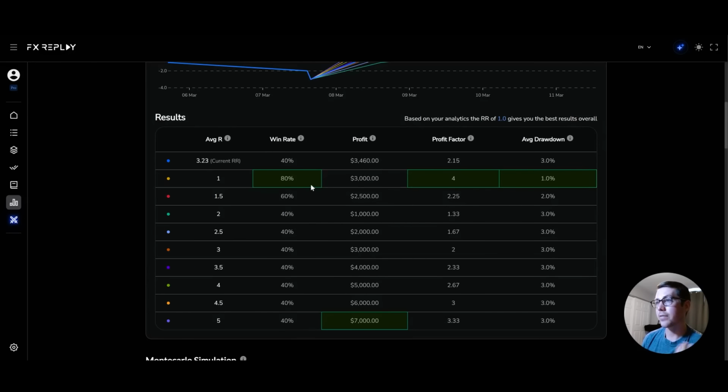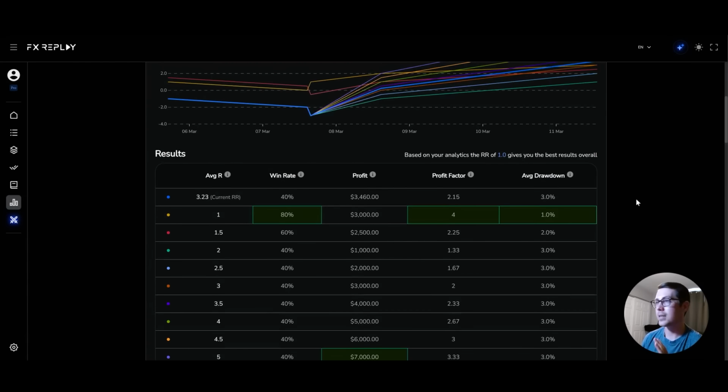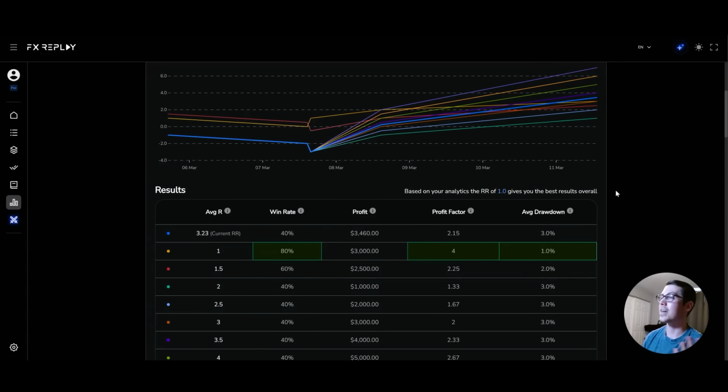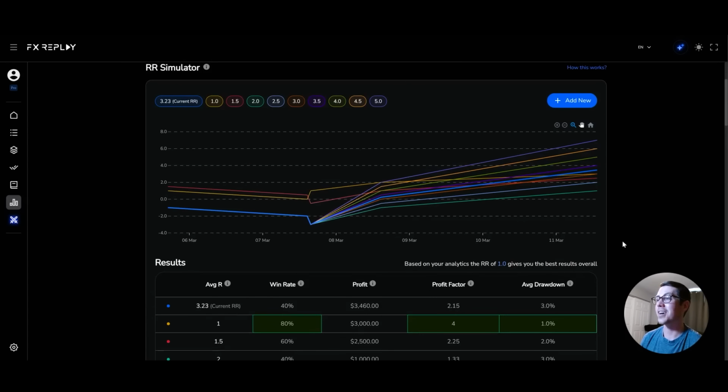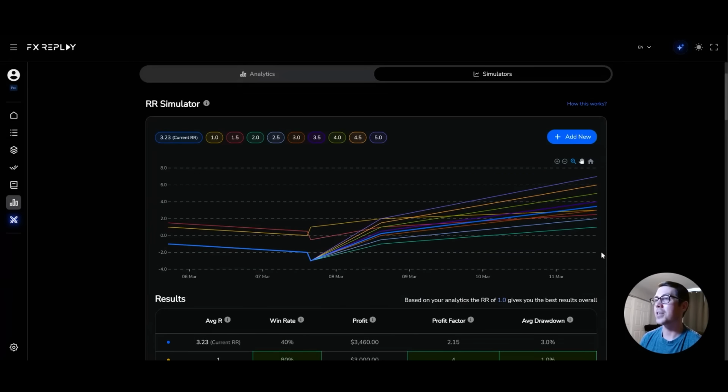And it actually looks like from this very, very small sample size, if you just went for simple 1R base hits with no break even whatsoever, you would have an 80% win rate and actually a much higher profit factor specifically for the reversals. Again, this isn't necessarily saying this is how you should trade it, but I'm just showing you guys what you can use. The FX Replay simulators are awesome, and you can get a lot of insights from them.